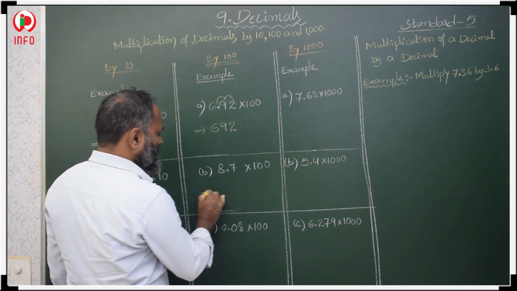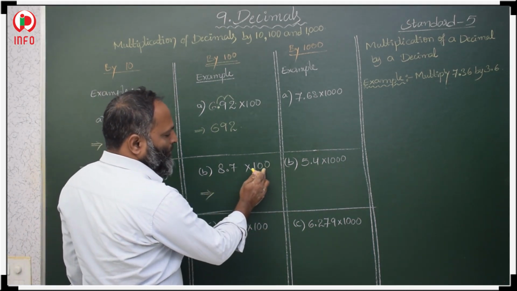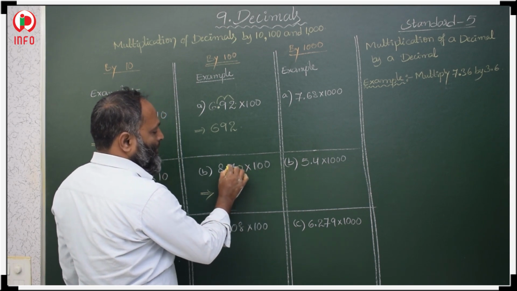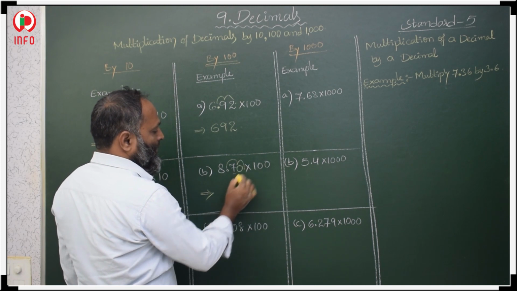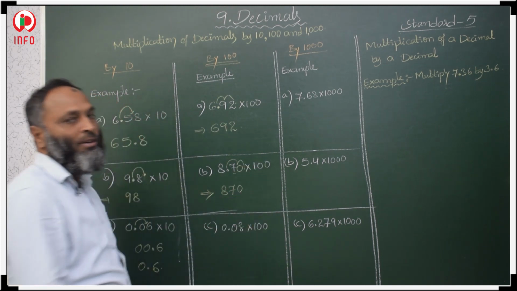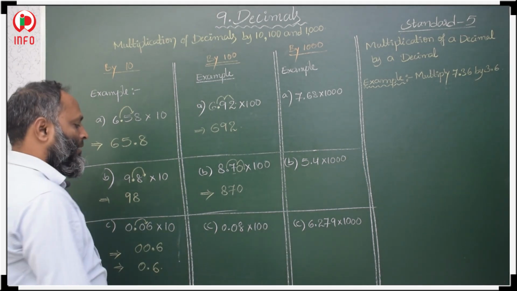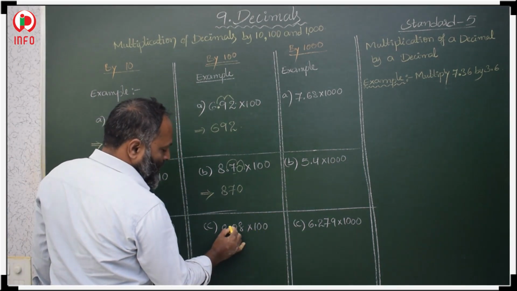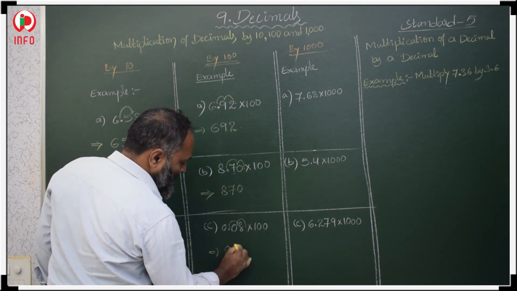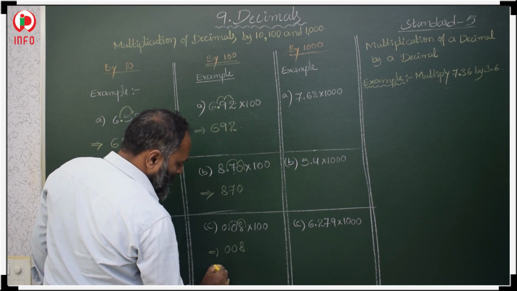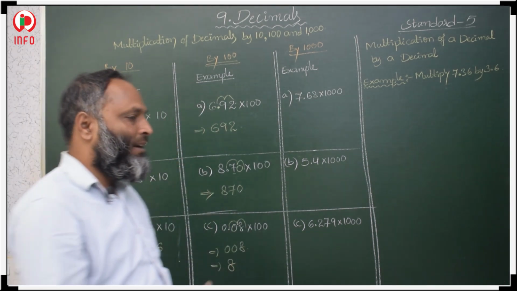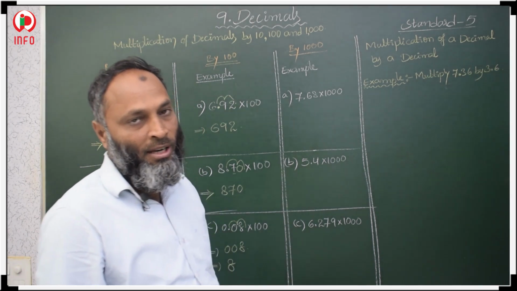Here the point will move after two digits, but here only one digit is there, so we have to keep one more 0. The point will move here, giving 870, and there is no need to keep the point after the number. Here with 100 the point will come here, giving 008, no need to take the point, so 008 means 8. If we multiply with 100, it moves two digits from left to right.